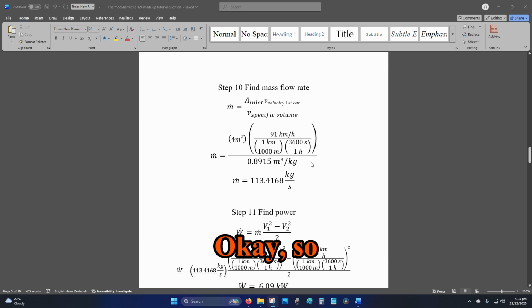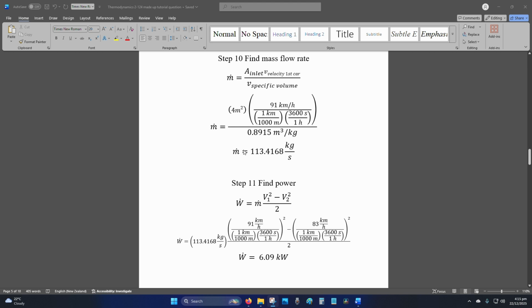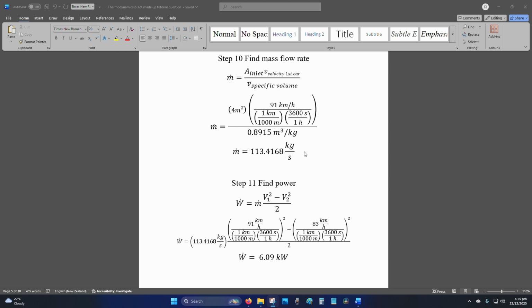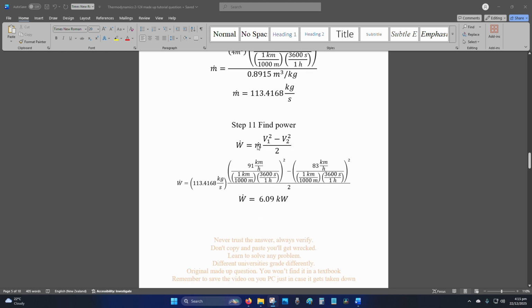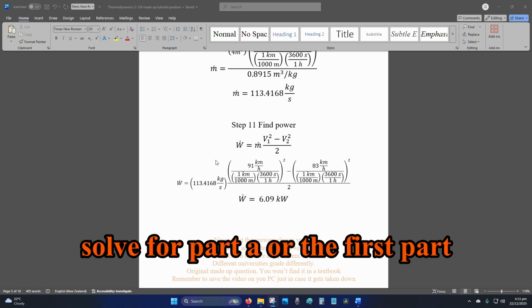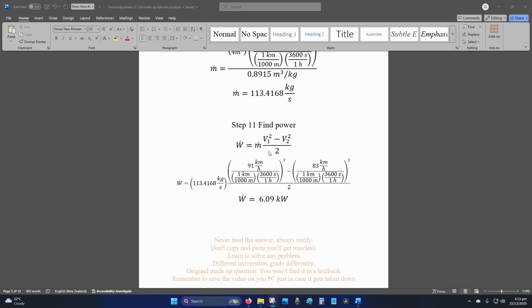Okay, so the mass flow rate, you'll get 113.4168 kilograms per second. Okay. Step 11, find the power. So now we can solve for part A, or the first part.